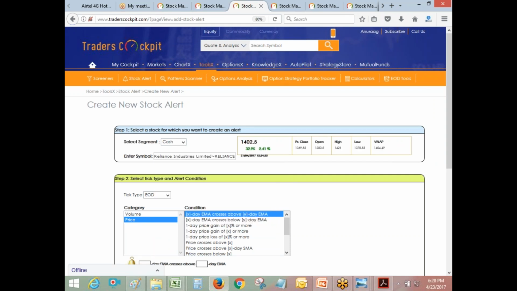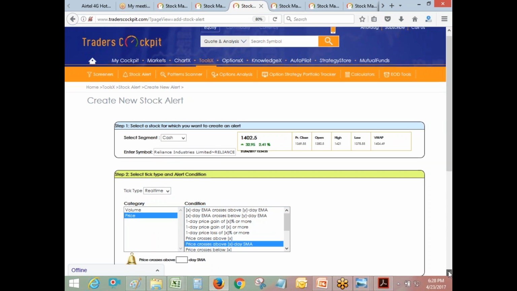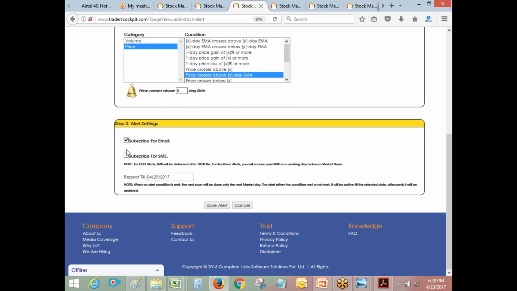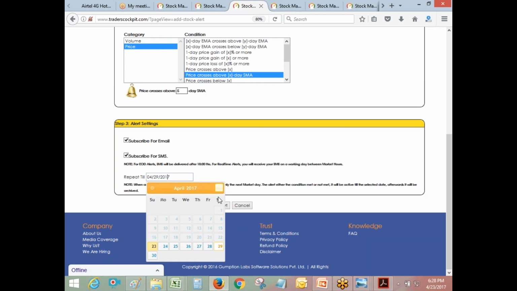So it's not traded here. Suppose I say during real time, if it goes above some value, or if it crosses above this moving average, say like this. Whenever it happens, send me an SMS alert and let it be valid till the next 20 days. Suppose, say just some date, I put, save alert.